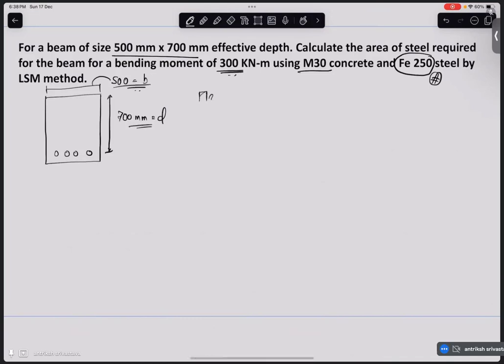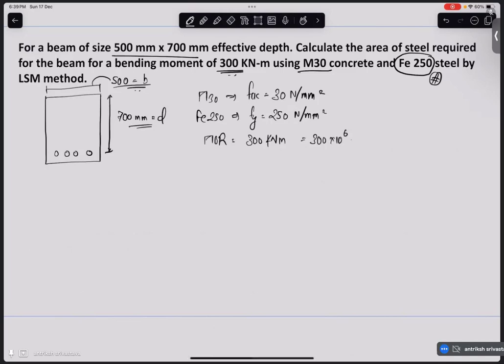So M30 means fck is 30 Newton per mm square, and Fe 250 means fy is 250 Newton per mm square. Mu, the factored moment, is 300 kilonewton meter. This is 300 into 10 power 6 Newton mm.